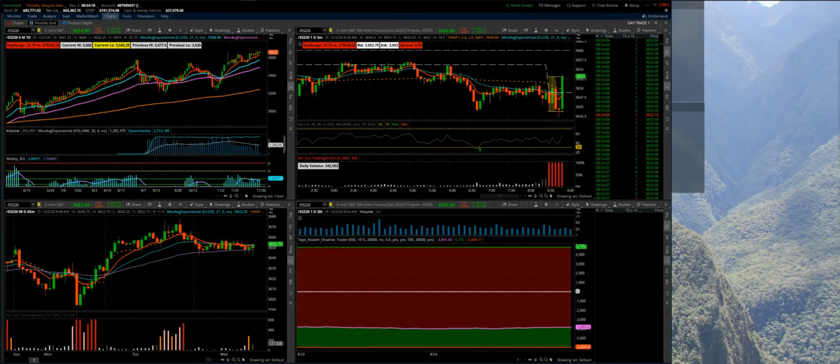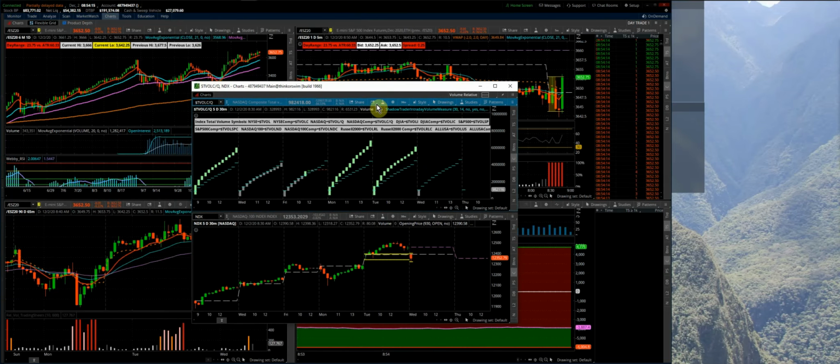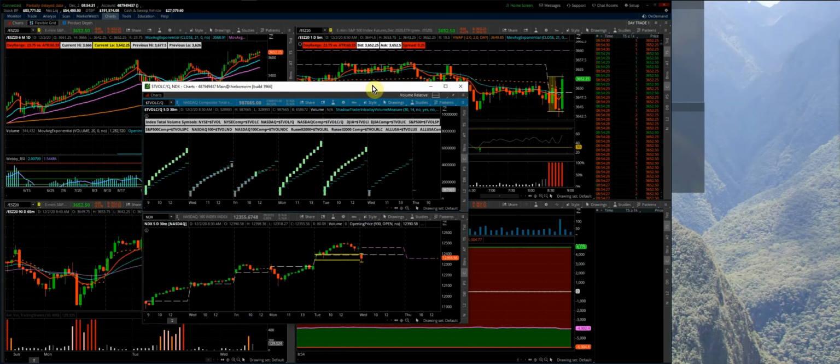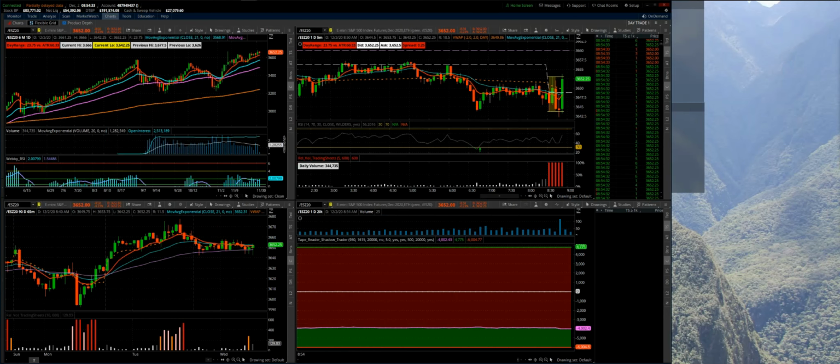Okay, and then of course, this is my other view of the internals. Here is on a 30-minute basis the NDX. So this is Nasdaq, and this is the volume compared to yesterday. So it's about the same. It's in gray. So let's look at my stocks. Let's see what I have.